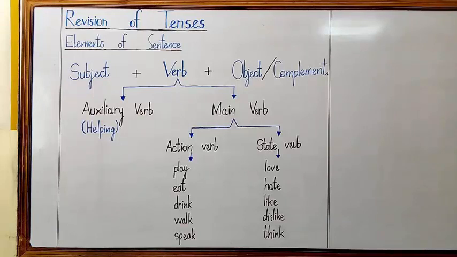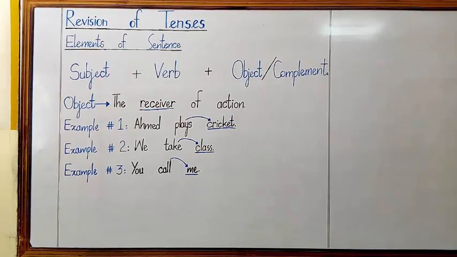I hope you have clearly understood subject and verb. Let's discuss object and complement. Object is the receiver of action. It means somebody or something in a sentence that is affected by the action is called object. So any noun or pronoun in a sentence that receives an action of the verb is called object.